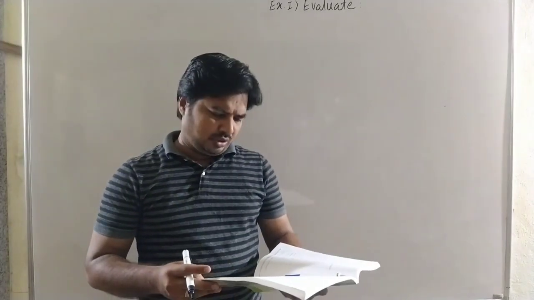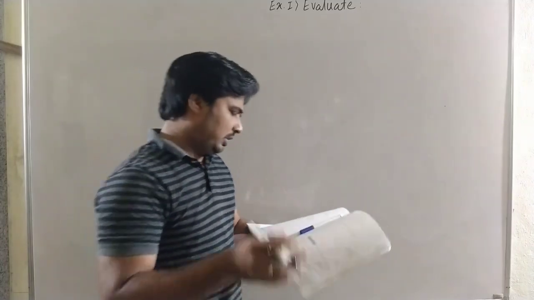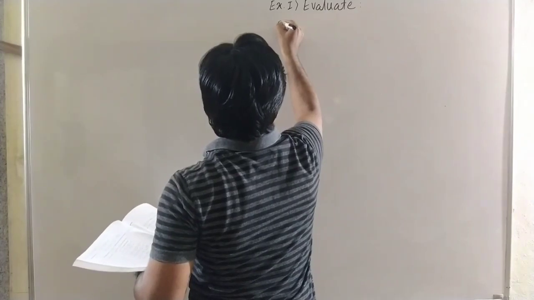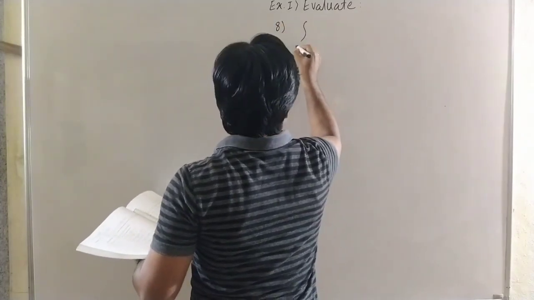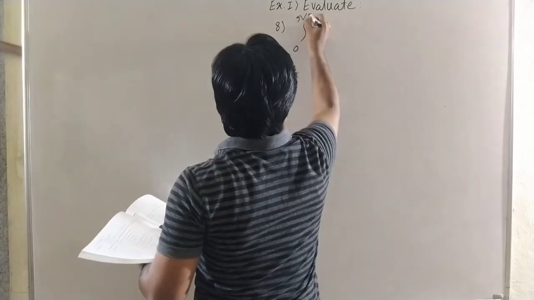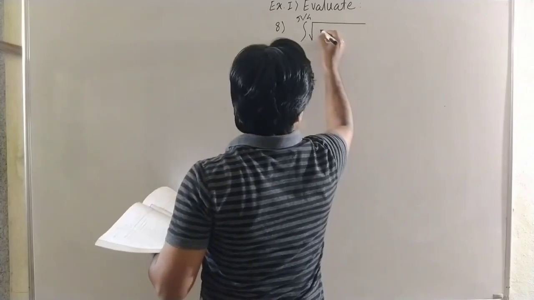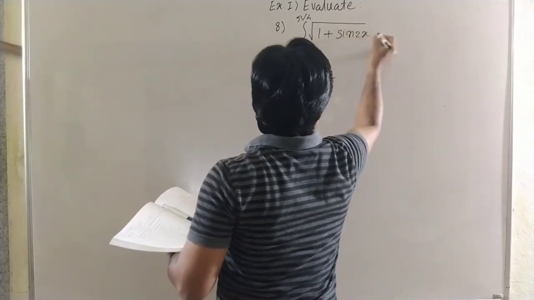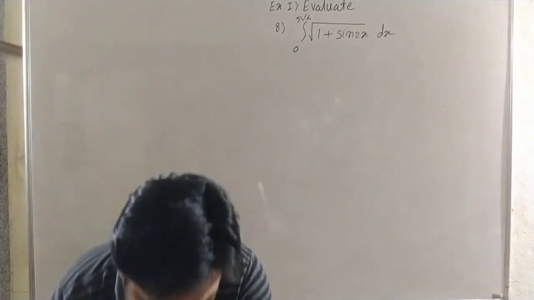Now we are going to continue the examples in exercise 4.2. Okay, here is example number 8. Evaluate the integral from 0 to pi by 4 of the square root of 1 plus sin 2x dx.